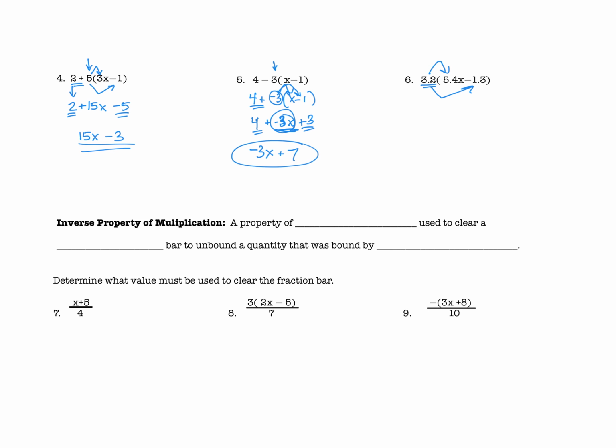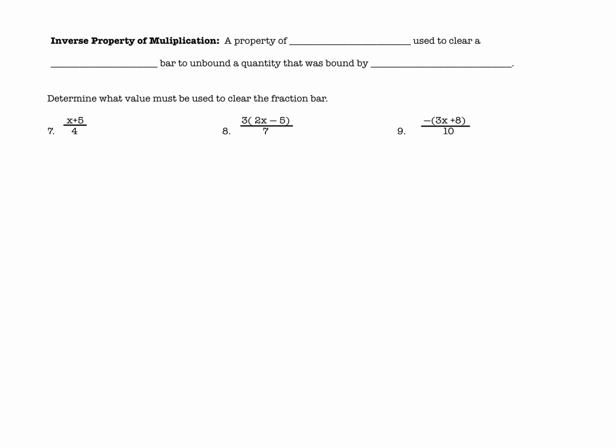I want to move on to the next type of problem that we would have here, okay? So the next type of property that we would have here for solving multi-step equations is going to be the inverse property of multiplication. All right? So again, this is a property of multiplication, used to clear a fraction bar, to unbind a quantity that was bound by division. All right, so now what I'm talking about here is we're going to use multiplication to actually unbind division, right?